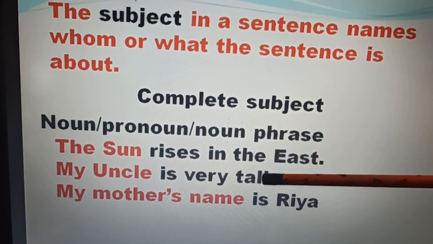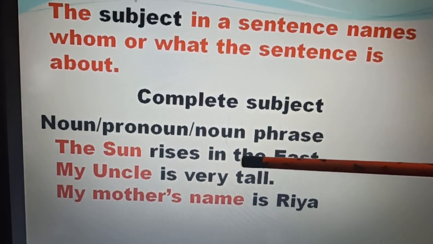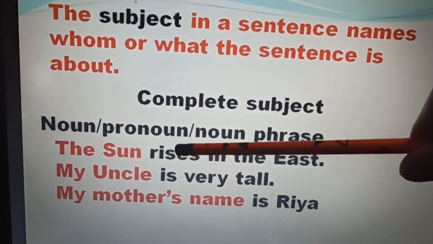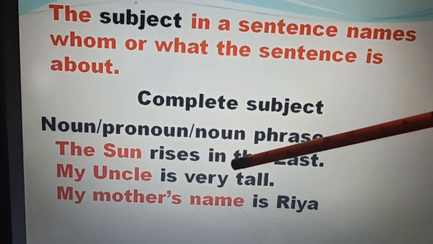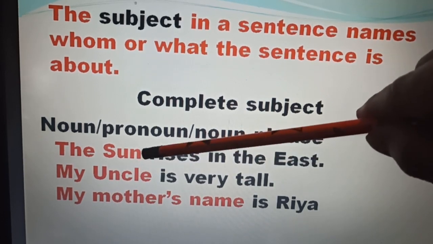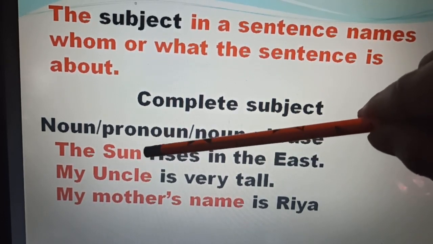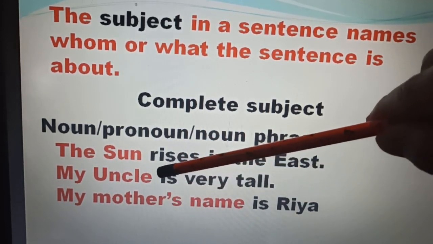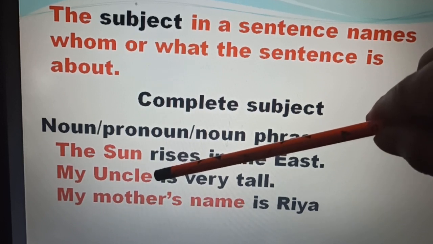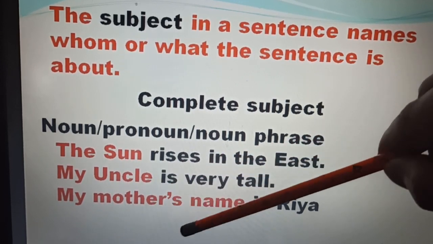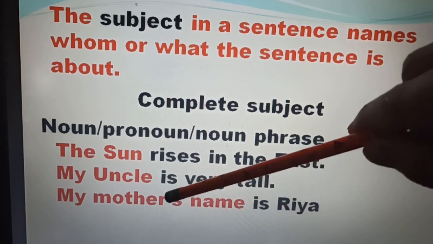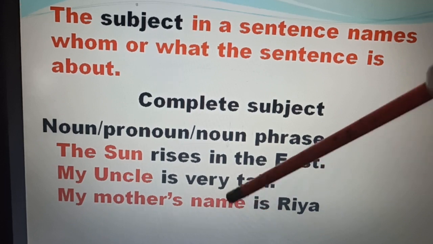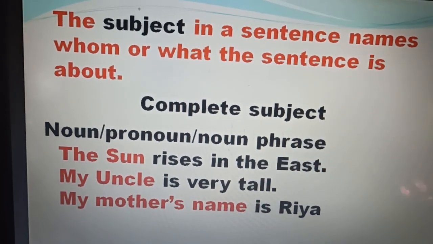Now the complete subject can be a noun, a pronoun, or a noun phrase. Now see these sentences, where you are able to know which is a noun and which is a pronoun. The sun rises in the east, noun, and it is a subject also, the sun. My uncle is very tall. My uncle is a pronoun, but it is a subject over here. My mother's name is Riya. My mother's name is a noun phrase, and in this sentence, this is a subject.